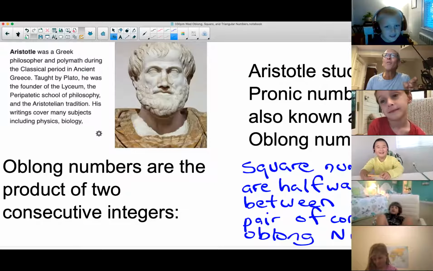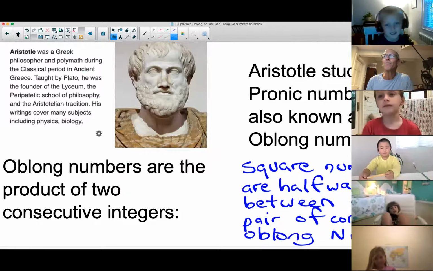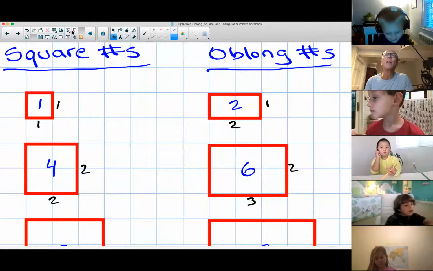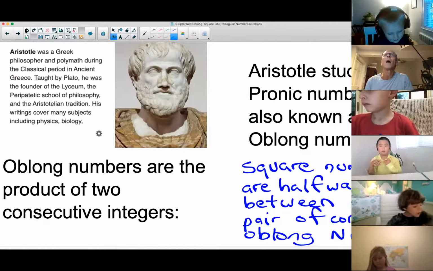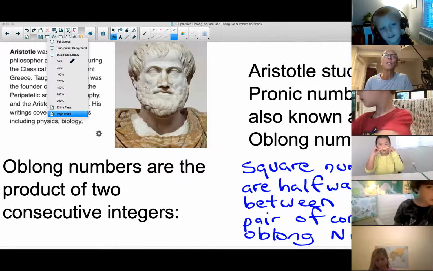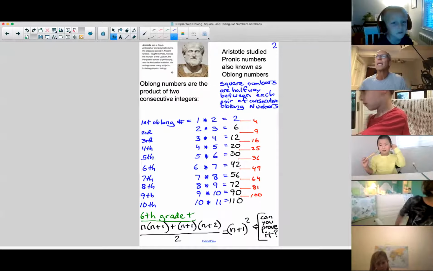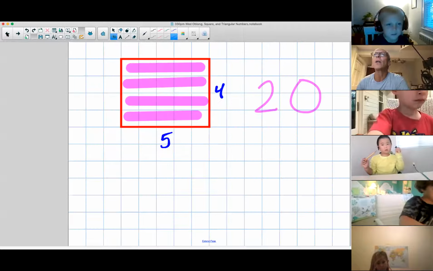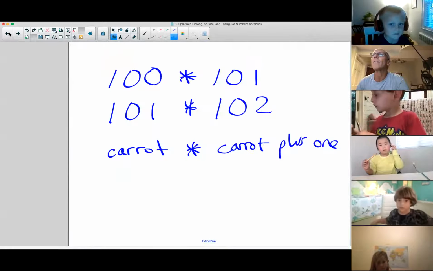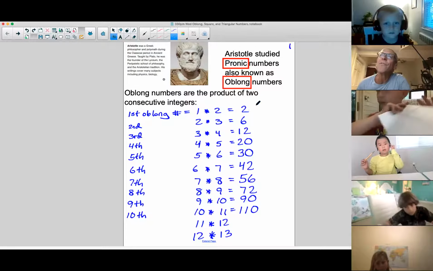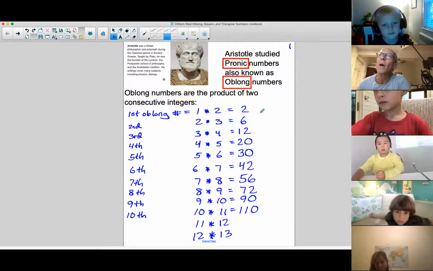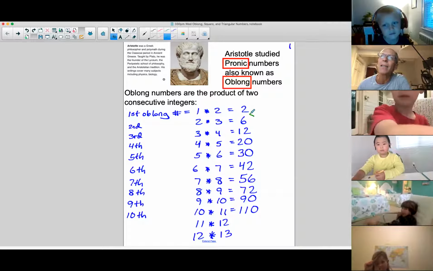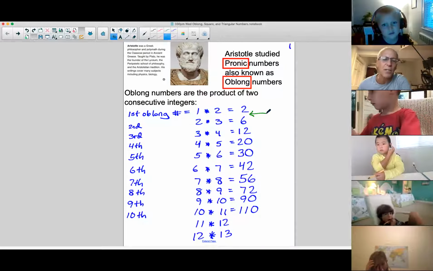Now, are you guys ready for the next challenge? Yes. This was amazing. So Aristotle noticed something really cool. He noticed that if he found the halfway point between 2 and 6, he would find very special numbers.